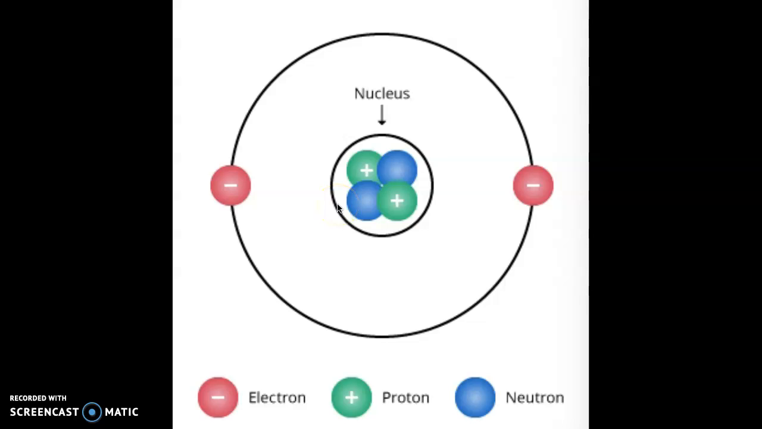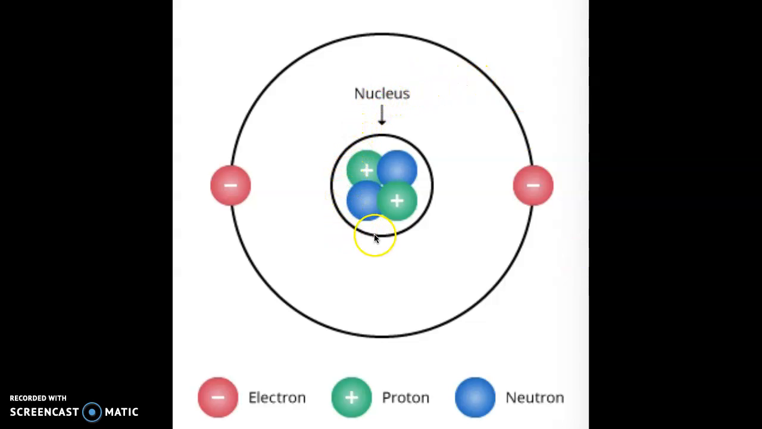And in the nucleus, we have two kinds of particles. We have protons, which are the green little circles with the positive charge, and we have neutrons, which are these blue things. And if the charges are kind of freaking you out, don't worry. We'll cover that a little bit later.